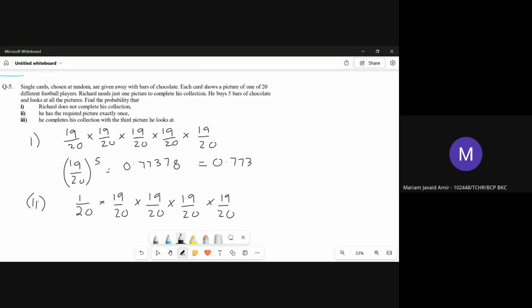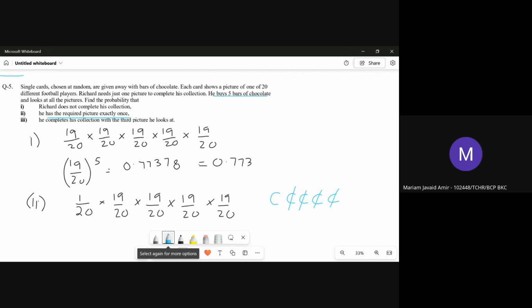So in the first chocolate, he gets the card that he was looking for. I'm representing that with C. But in the other four, he got one of the old cards that he already had. Okay, this is how I'm showing it. So C means he got the required card and C slash means he did not get this required card. Okay, let me read the question again. He buys 5 bars of chocolate and he has the required picture exactly once.